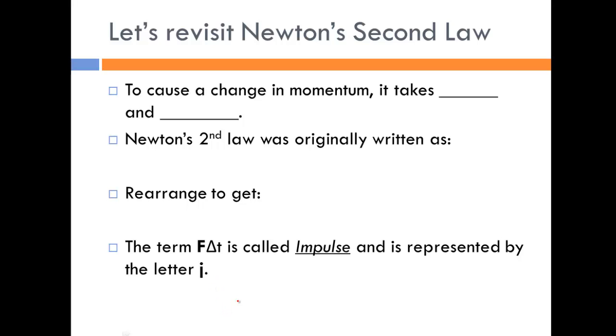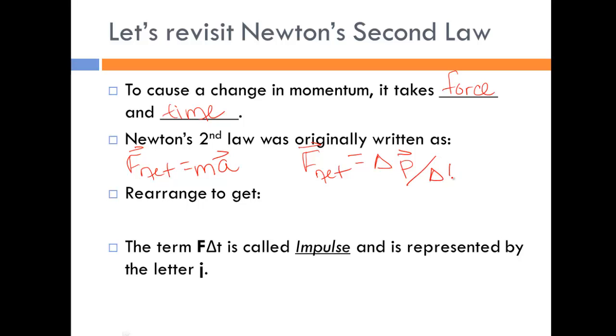Okay, well, let's revisit Newton's second law a little bit. To cause a change in momentum, it takes both force as well as time. That force has to be applied for some interval of time, whether it's short or long, in order to cause a change in momentum. Well, we know Newton's second law. Up to now, we've always said net force is equal to mass times acceleration. Let's make these vectors. But originally, Newton's second law was written this way. Net force, and it was a vector, is equal to a change in momentum over a change in time.